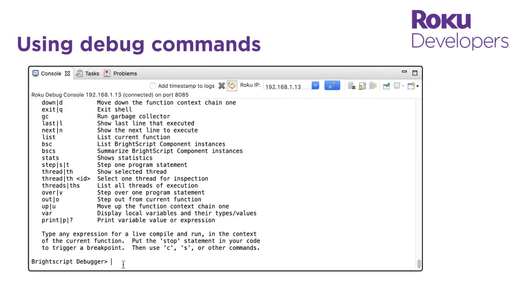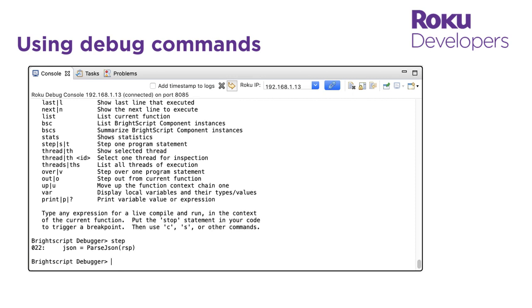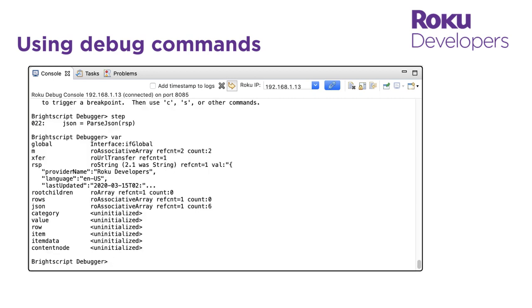Let's use some of the debug commands to view the metadata in the content feed and print out some information about our Roku device. So let's enter step, or the shortcut S, to step to line 22 in the main loader task file, where we start parsing the metadata in the content feed. This is stored as a JSON string in the JSON variable. And now we enter var to display the types, counts, and current values in the local variables.